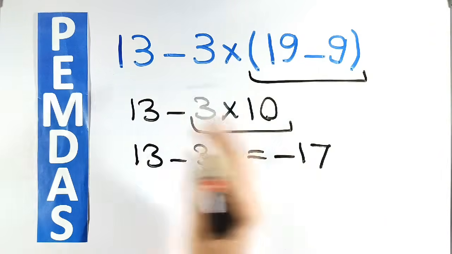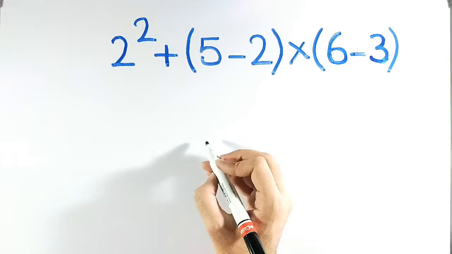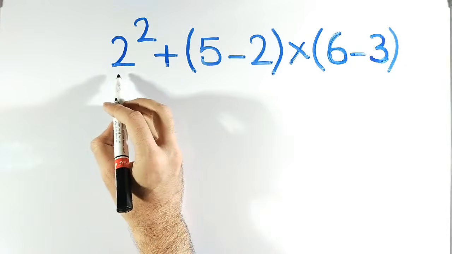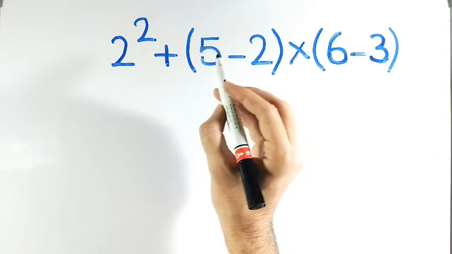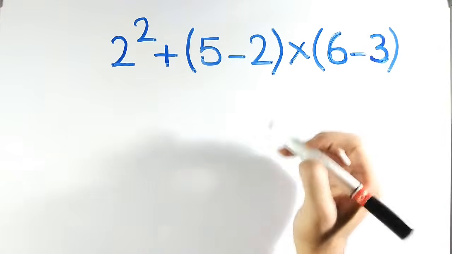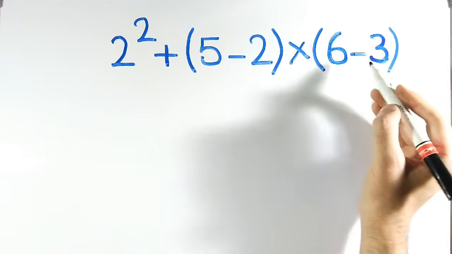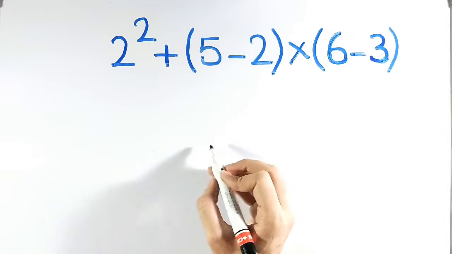Okay, let's solve the final math question together. What is the value of the expression 2 squared plus open parenthesis 5 minus 2 close parenthesis and multiplied by open parenthesis 6 minus 3 close parenthesis?